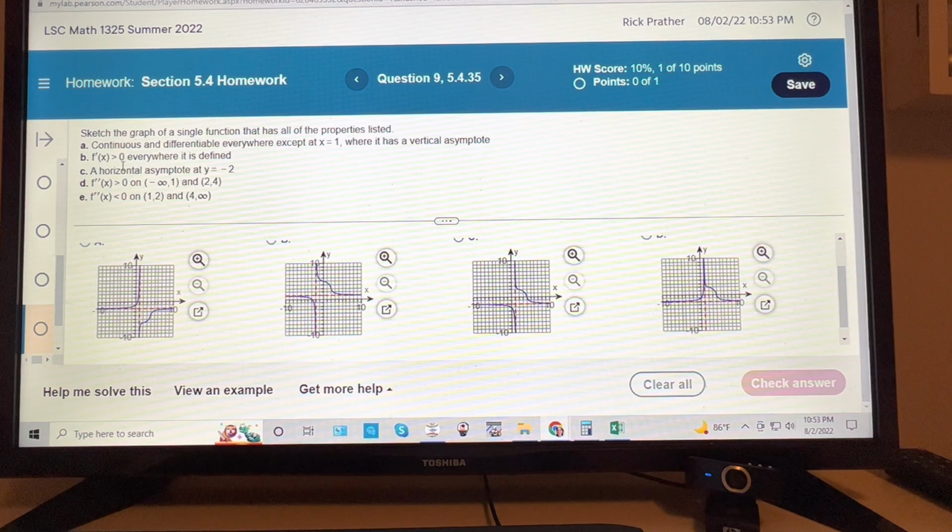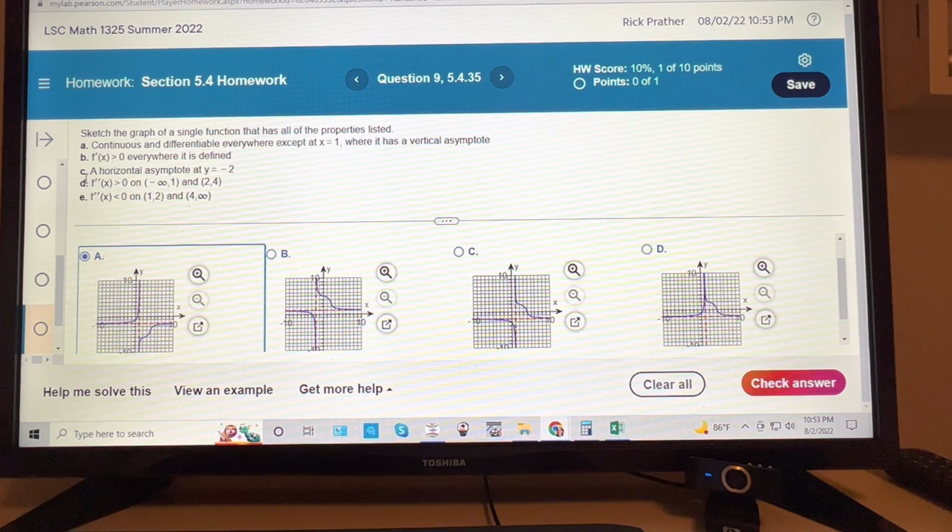The derivative is greater than 0 everywhere it is defined. So if a derivative is greater than 0 everywhere, then it should be increasing everywhere. So notice graph A, how this is going up, up, up. That is increasing everywhere. Graph C, though, is going down, down, down. That's decreasing everywhere. And this one's already wrong, too, because it's increasing for half the graph, but it's decreasing for the other half. So from just condition A and B, I already know the answer is A.